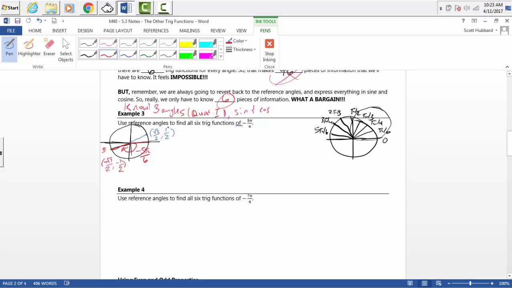So pretty cool. I only had to really know this and how to draw my reference angle. From then on, I can do the rest. So I know that cosine of that angle of negative 5 pi over 6, I now know it's negative root 3 over 2. Sine of negative 5 pi over 6 is negative 1/2. Tangent of negative 5 pi over 6.